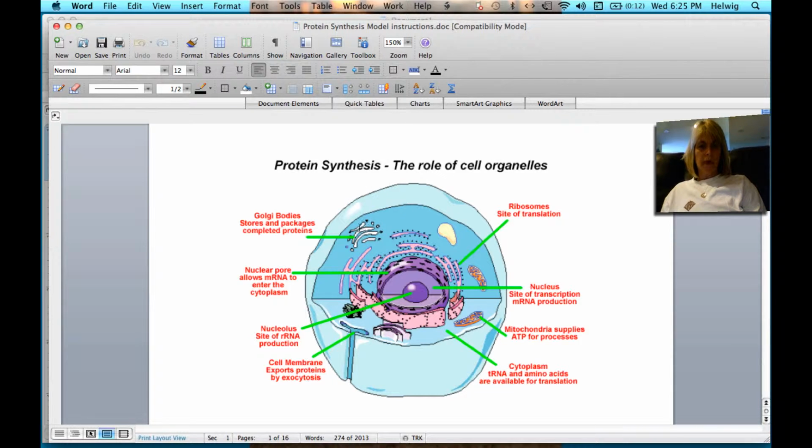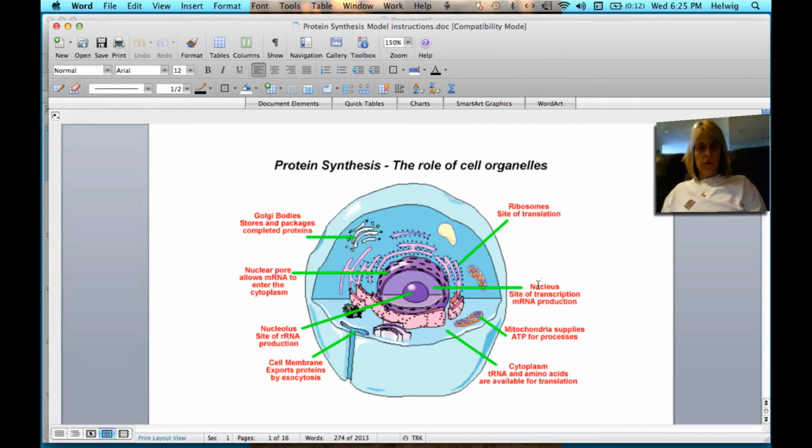It's going to modify all the proteins that go into it, and when they come out of the Golgi, they'll come out totally different. Then we've got ribosomes. They're the site of protein synthesis. They can be found on the endoplasmic reticulum, which is rough, so we call it the rough ER, or they can also be found out here in the cytoplasm.